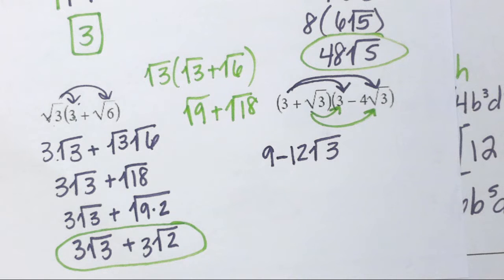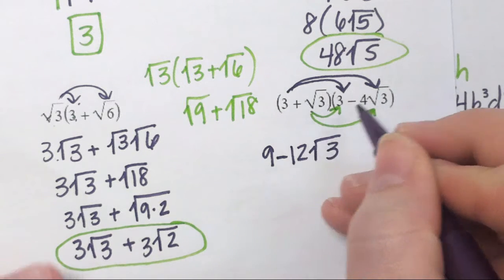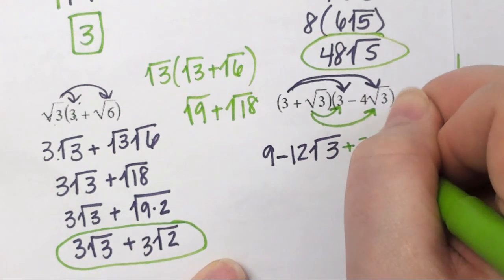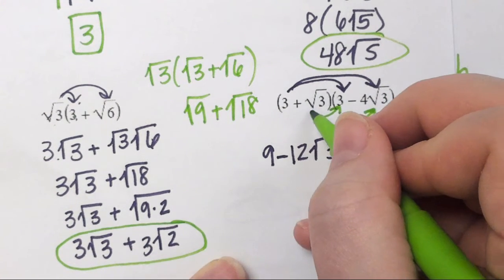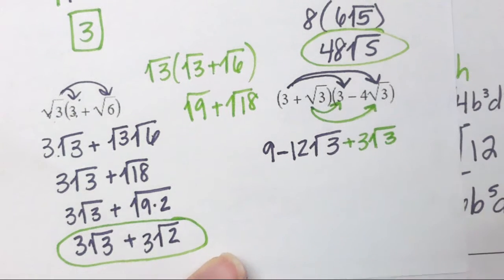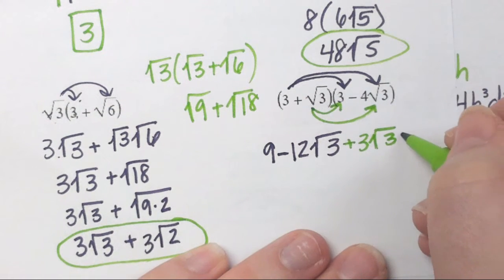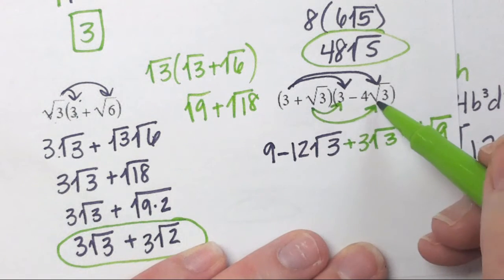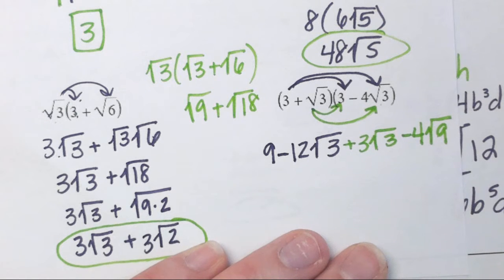Okay, on the next one, I do 3 times the square root of 3, so I get 3 square roots of 3. I do square root of 3 times negative 4 square roots of 3, so I get negative 4 square roots of 9, because both the 3's are under the house, so I did 3 times 3 and I got 9.